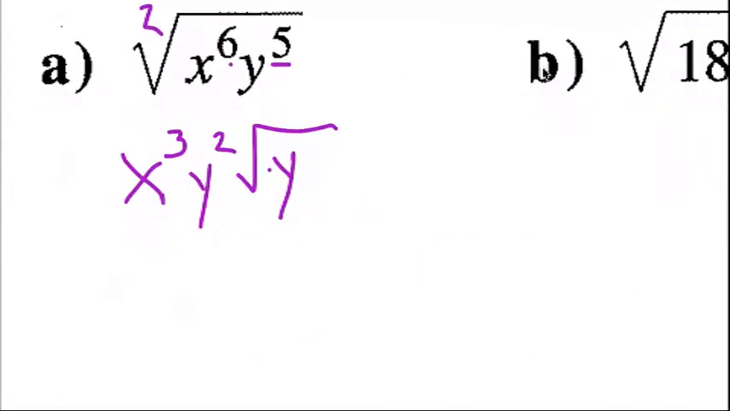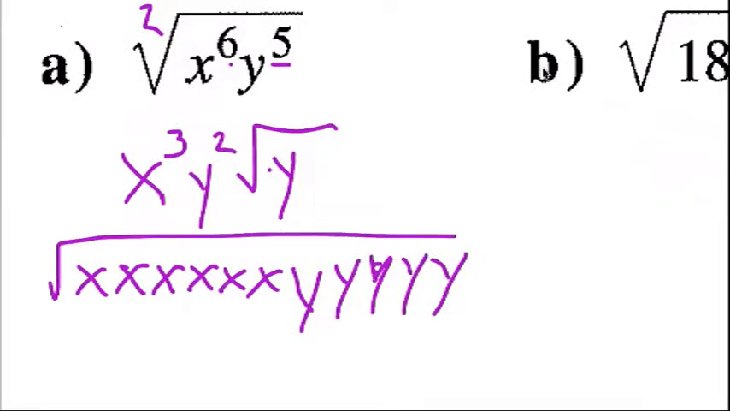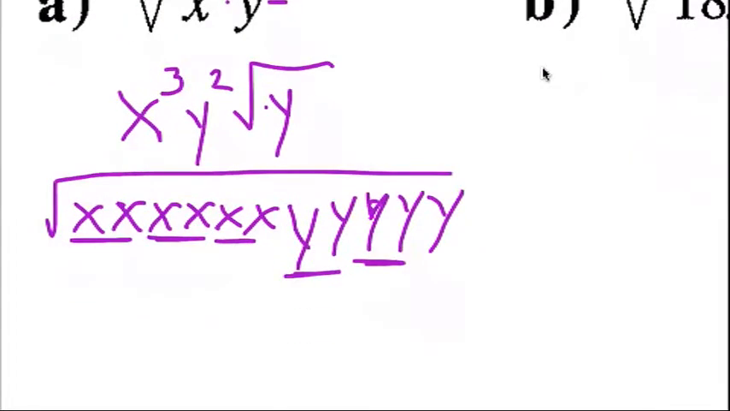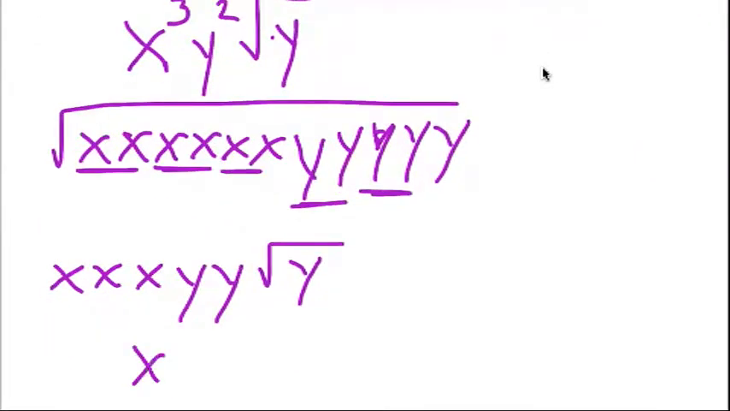Or if you wanted to see the prime factorization, 1, 2, 3, 4, 5, 6, 1, 2, 3, 4, 5. Doing square root, there's a group, there's a group, there's a group, there's a group, there's a group. Those all come out. 1, 2, 3, 4, 5. Left with my y. x cubed, y squared, square root y.